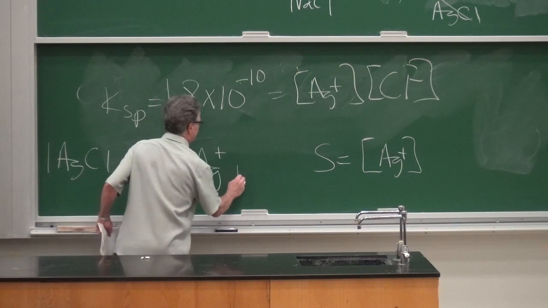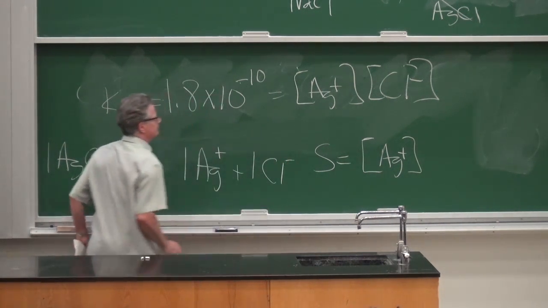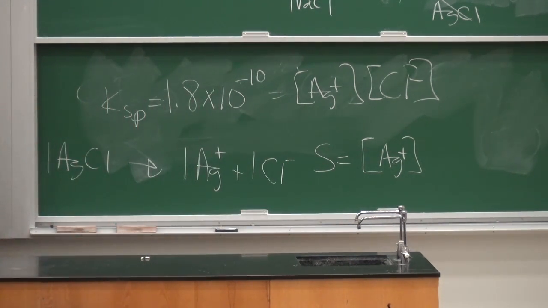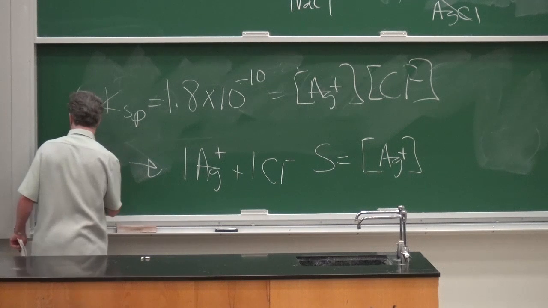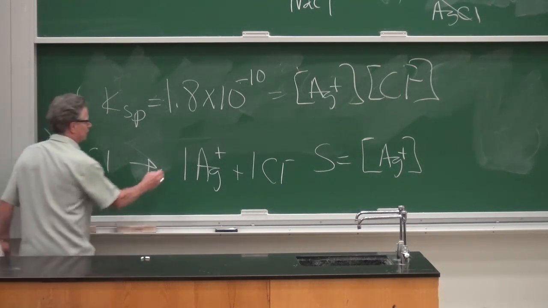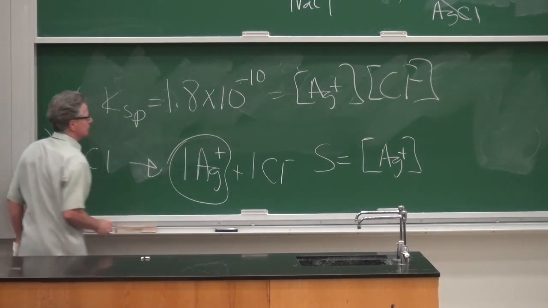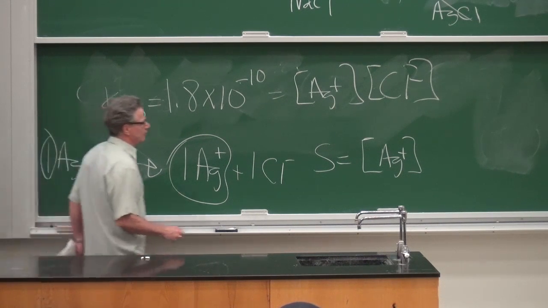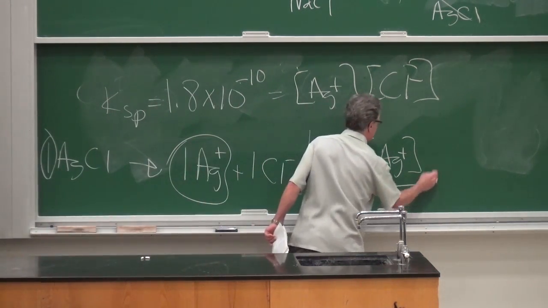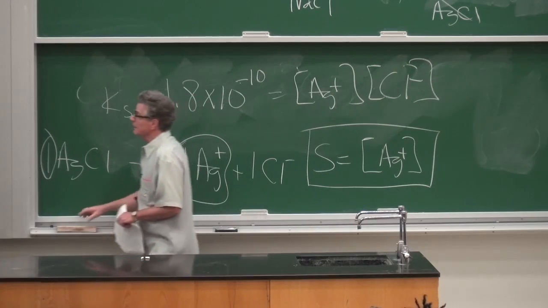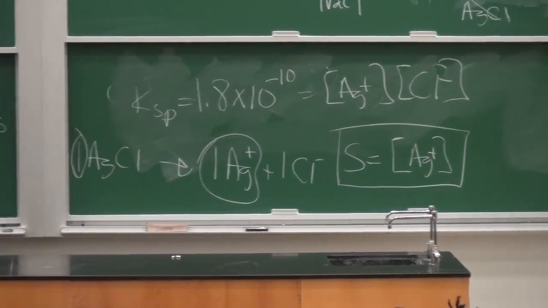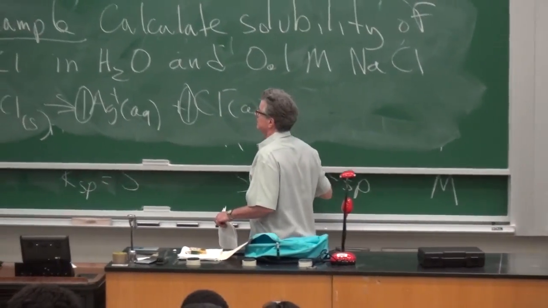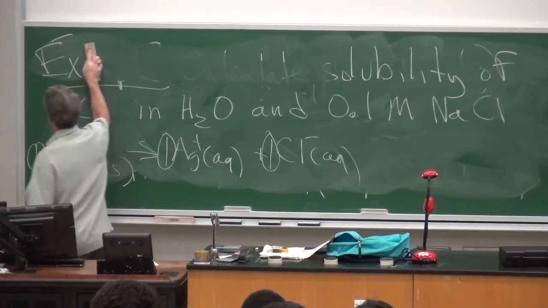And so the solubility in this example is equal to the concentration of silver. Now, you also get 1 chloride, but there's a lot more chloride in the solution than just that. So the only thing I'm absolutely certain about is that for every one of those that dissolves, I get one of those. And therefore my solubility has to be the concentration of silver. And once I recognize that, it all becomes crystal clear.